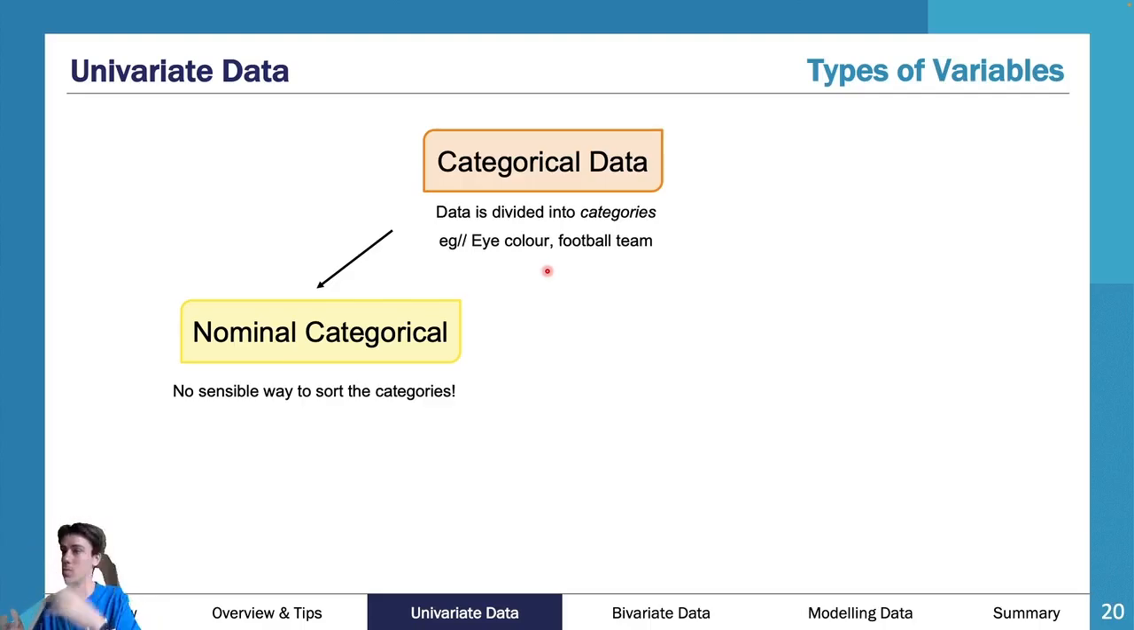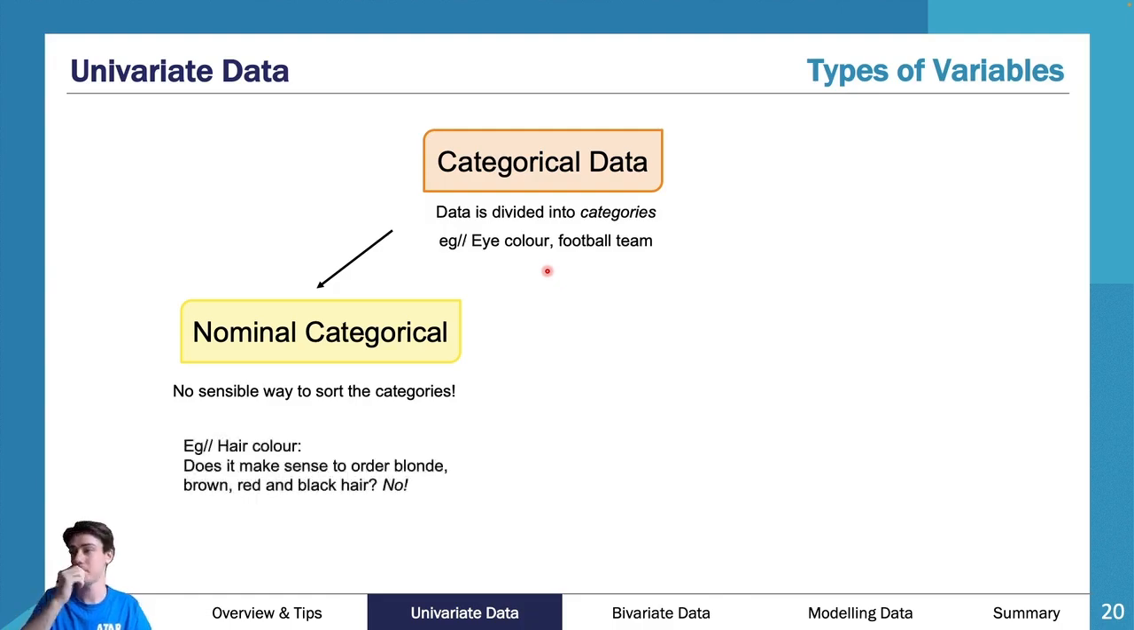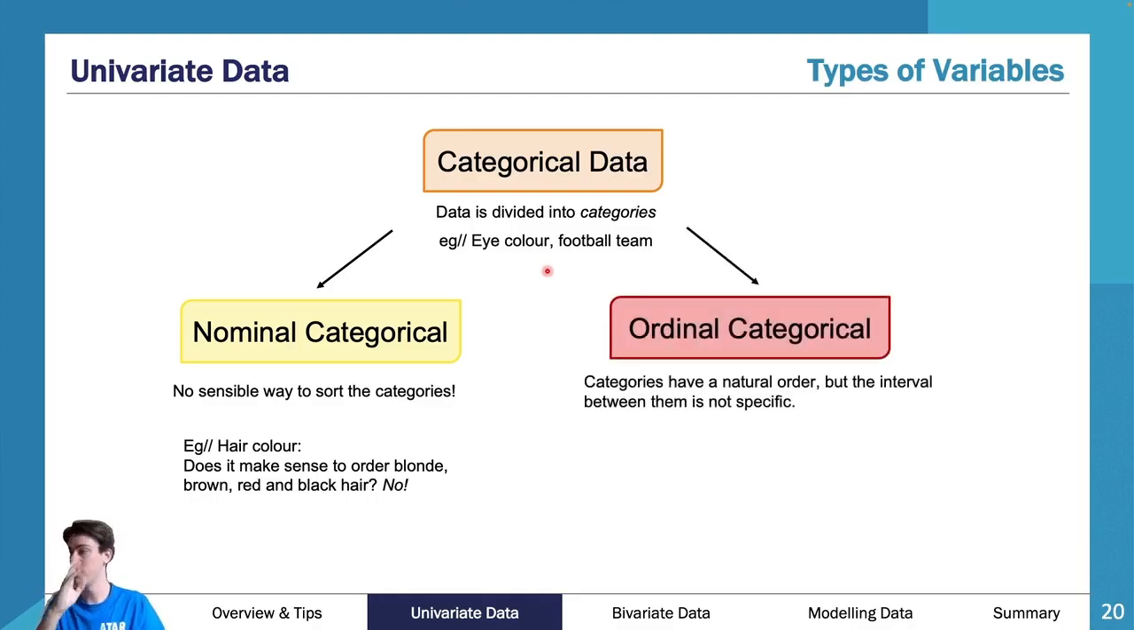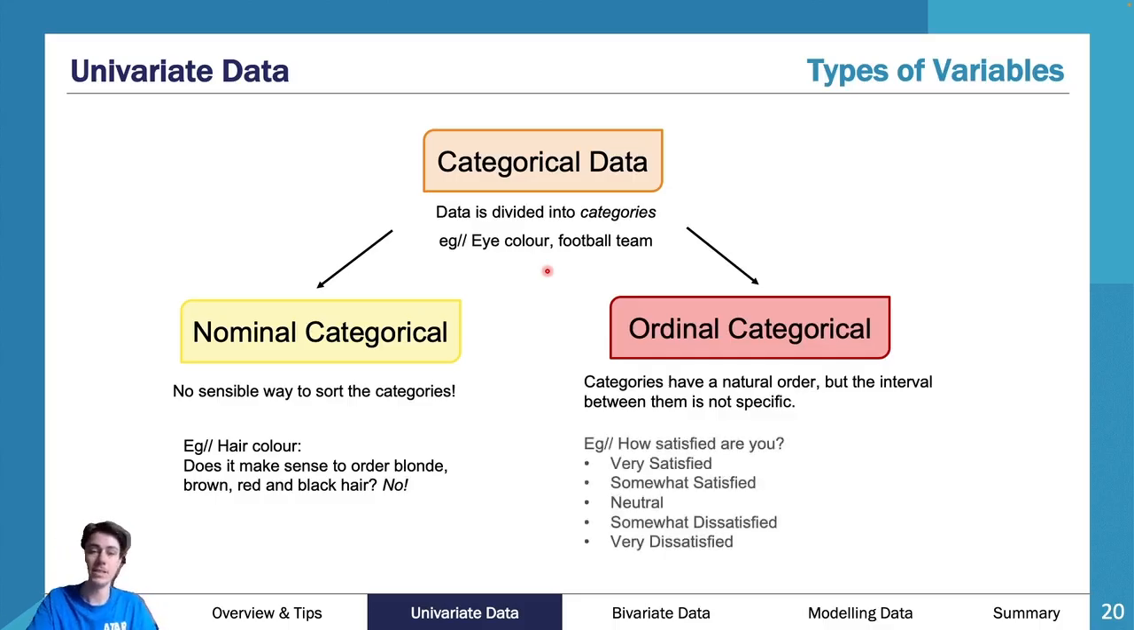It doesn't really matter which order I put these in. So in this case, I do hair color. I've got blonde, brown, red, black, etc. There's no way of ordering that. However, if I do ordinal categorical, this is a little bit different. I can order some categorical pieces of data, such as very satisfied, somewhat satisfied, neutral, somewhat dissatisfied, very dissatisfied. That has a general order to it. Yes, you could start at dissatisfied or satisfied. Doesn't really matter which way you start, but it has a general order to it.